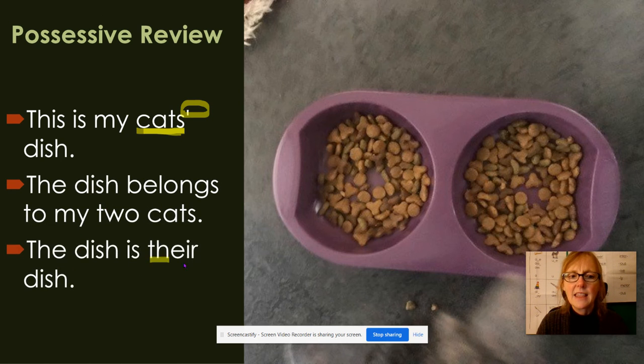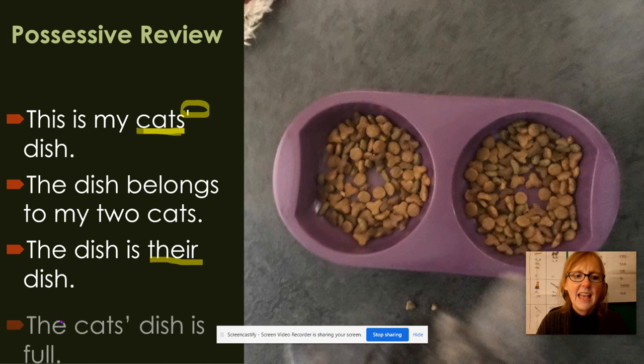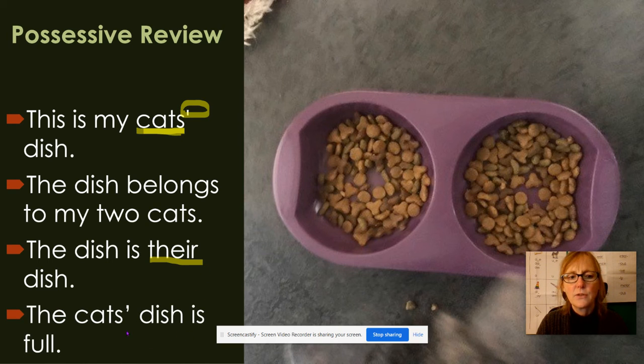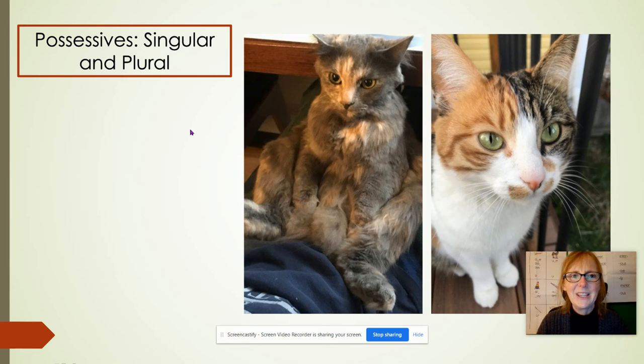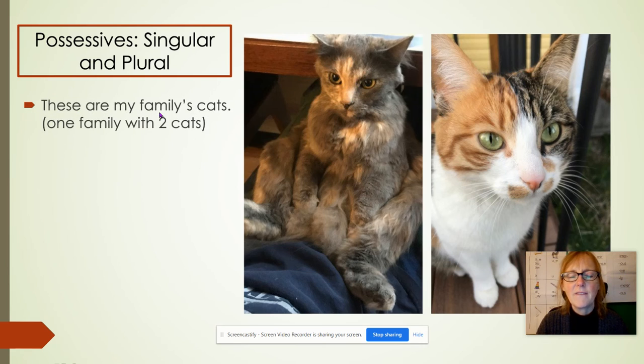The dish is their dish. And the cats' dish is full. Again, I'm showing my two cats. The dish belongs to the two of them and it's full. And here we have the two of them together. These are my family's cats. One family, so I'm just going to keep family in the singular. Then I'm going to add the apostrophe and then the s, even if we have more than one cat. These are my family's cats, one family with two cats.